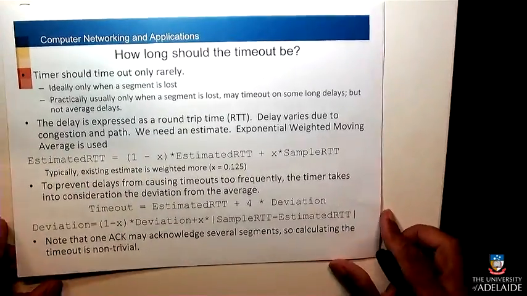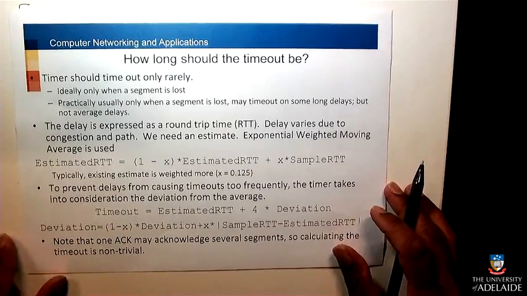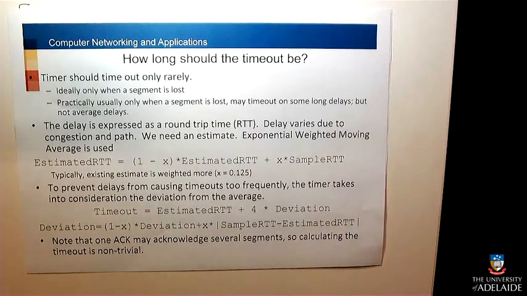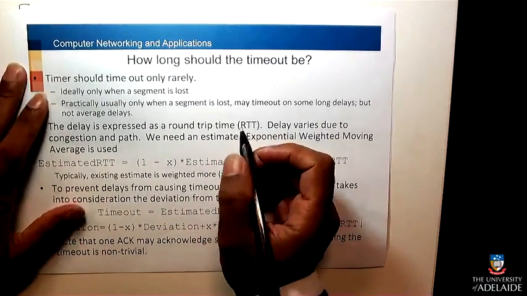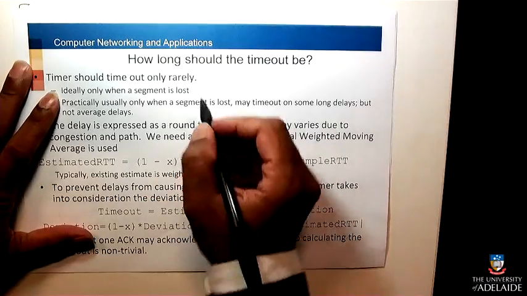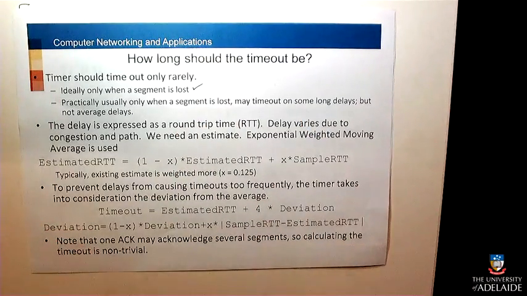So how long should a timeout be? This is an interesting question. The timer should time out only rarely, obviously, and ideally only when a segment is lost. So in a perfect world, a timeout only happens when a segment is lost, but that's never going to happen.